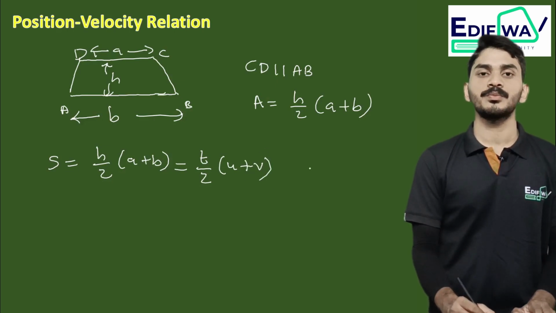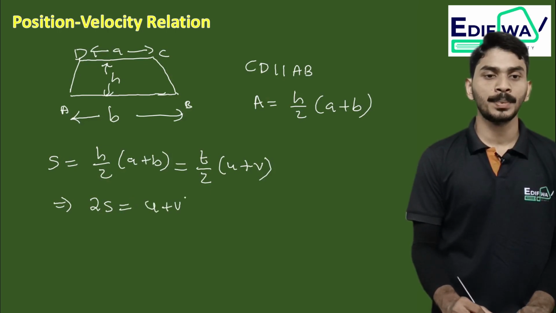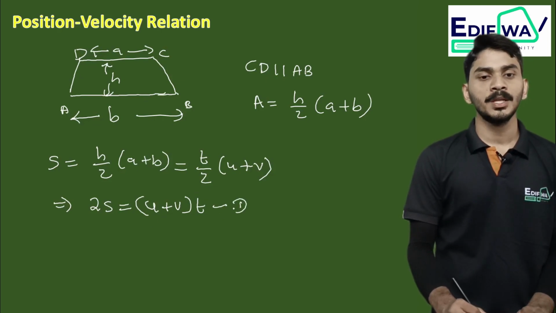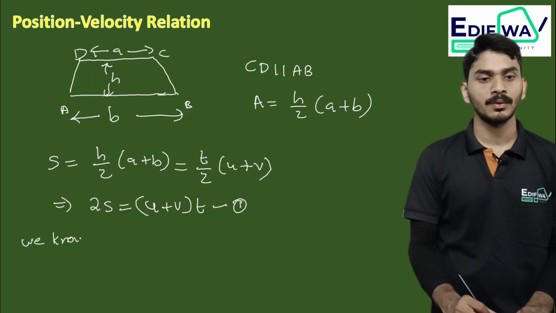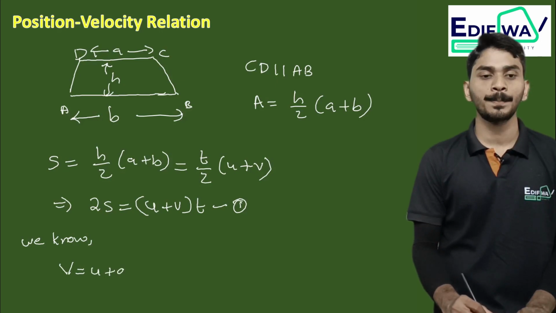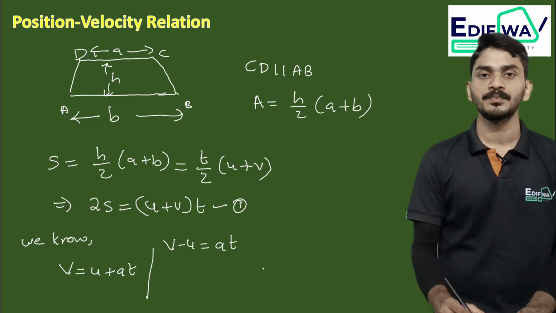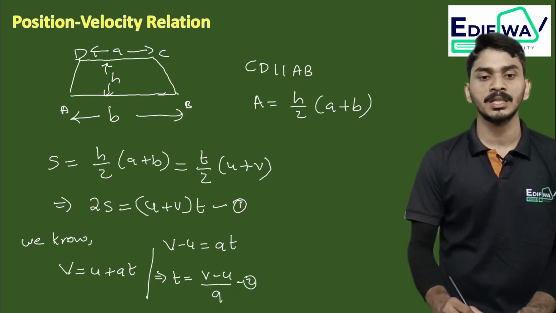Now take this 2 to the left hand side, we get 2S is equal to U plus V into T, right? And let it be equation number 1. Now we know V is equal to U plus AT, right? From there we can write V minus U is equal to AT, and there T is equal to V minus U divided by A. That is equation number 2.